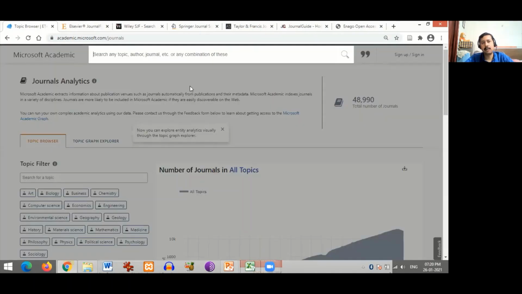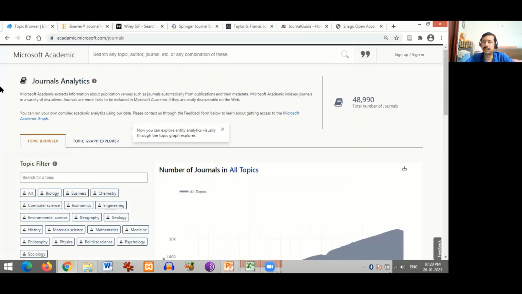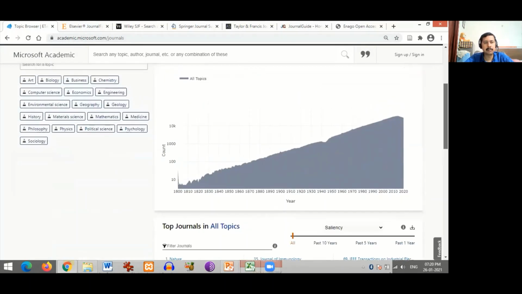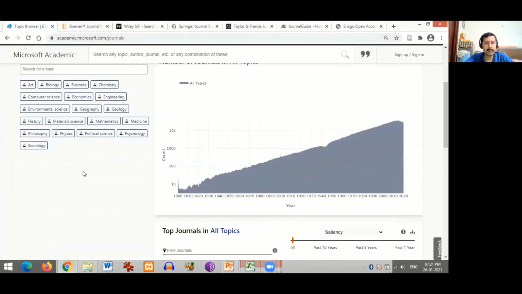A counterpart of Google Scholar is Microsoft Academic. Microsoft Academic allows authors to create profile, add their publication details, and start tracing their citations. It can also be used for selection of journals. For instance, I am on the journals analytics page of Microsoft Academic, having the URL academic.microsoft.com/journals.